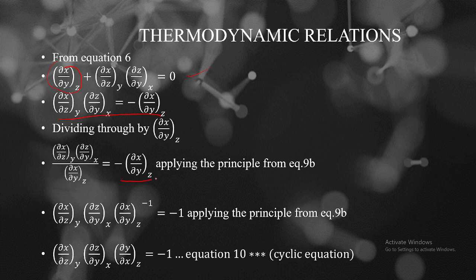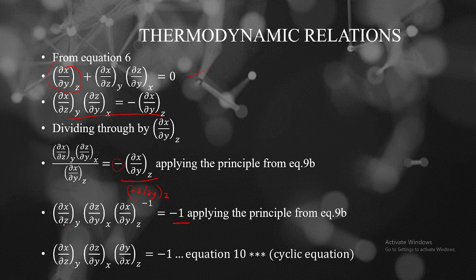So this was supposed to be over del x del y at constant z. Sorry, I didn't bring that in. Both left and right hand sides are supposed to be divided by the same expression. So this expression divided by itself will give me the negative 1, because there's a negative here. It will give me the negative 1.